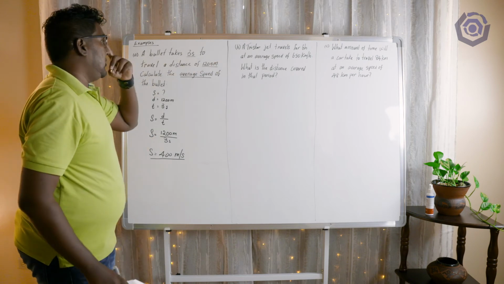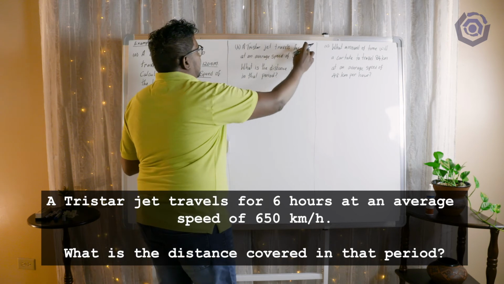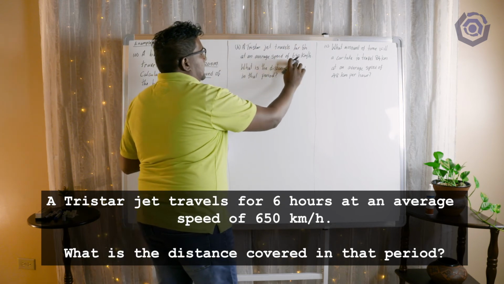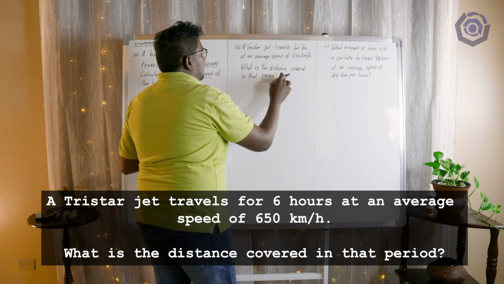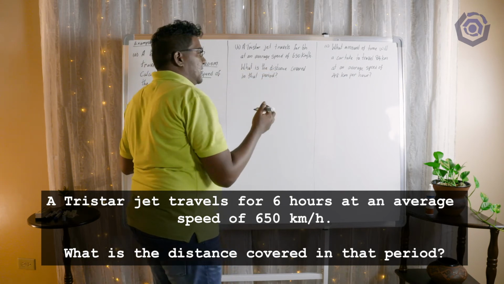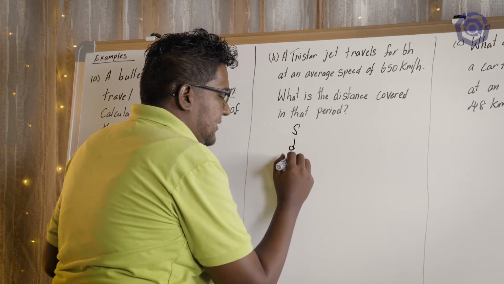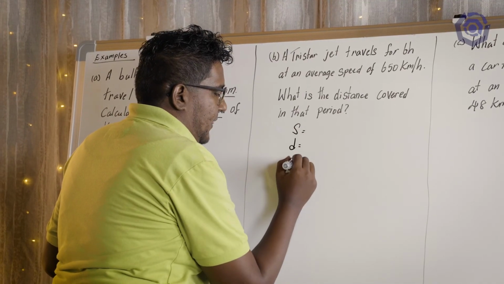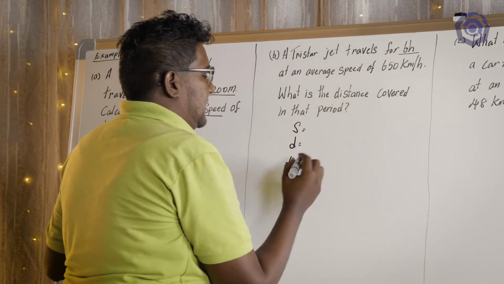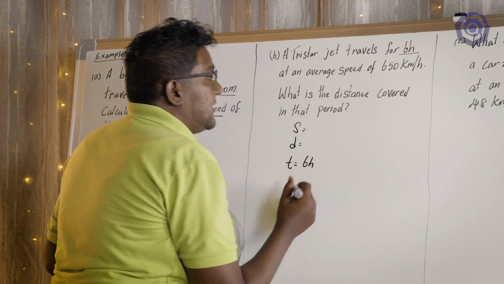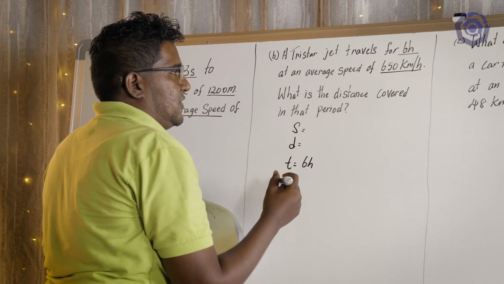The second example, a TriStar jet travels for 6 hours at an average speed of 650 kilometers per hour. What is the distance covered in that period? Again, 3 parts to the formula: speed, distance, and time. So what is given? A TriStar jet travels for 6 hours. That is the time, at an average speed of 650 kilometers per hour.